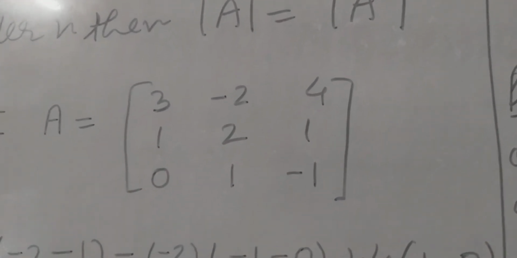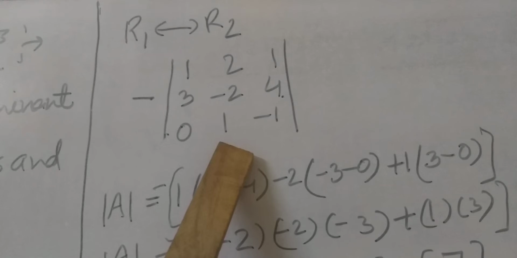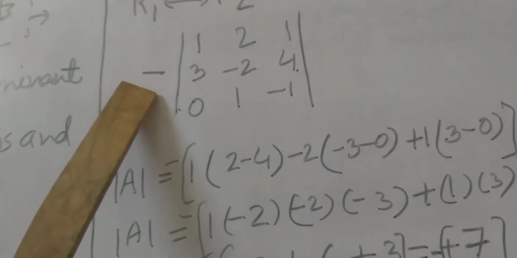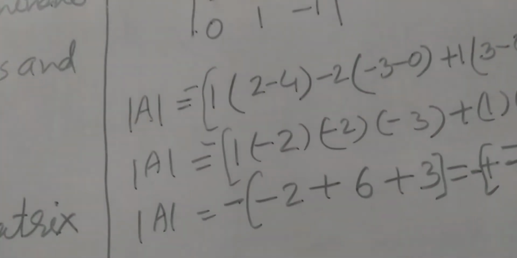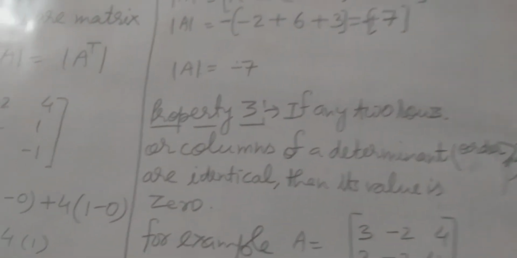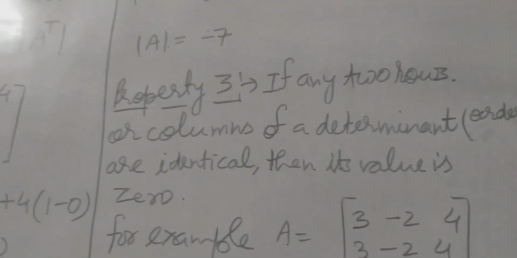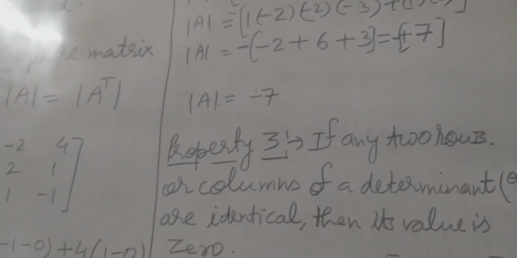Similarly students, if we interchange two columns, the sign also changes. Now suppose I interchange R2 and R3. Then again its sign changes. It will now become positive. Okay students, so remember, when we interchange two rows or two columns, the sign of the determinant will be changed. Now next property, students, property 3.